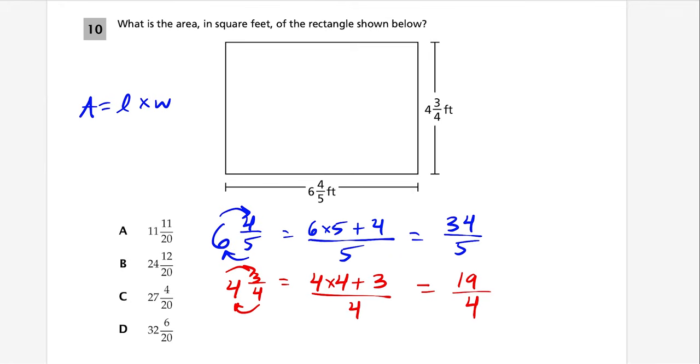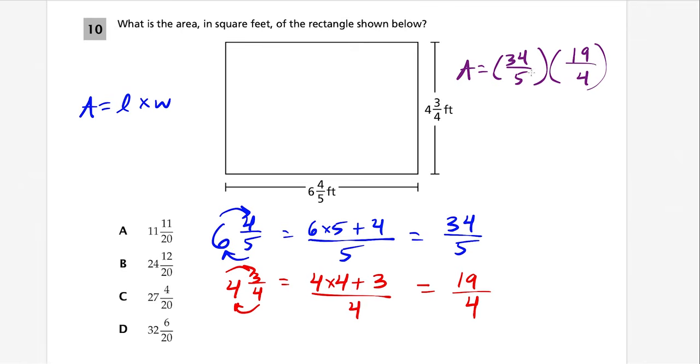And now we're using the formula area is equal to length times width. So the area is equal to the length, which let's call that 34 over 5, and then we're multiplying by 19 over 4. Now just know the way we express multiplication, we could put the times symbol between them, or we could put two parentheses like this, and that means multiply. But if you prefer the times symbol, then put the times symbol there.